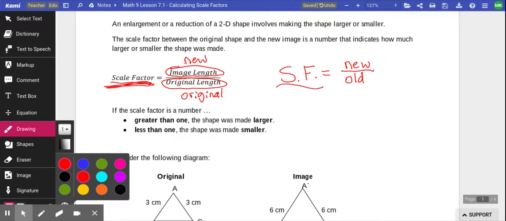If your scale factor is greater than 1, that means you have a larger object. If your scale factor is less than 1, then you have a smaller object. Your scale factor is always positive. We shouldn't be getting negative scale factors. It just wouldn't make sense in our calculation.